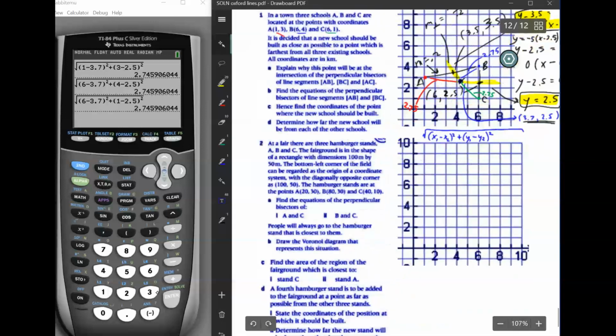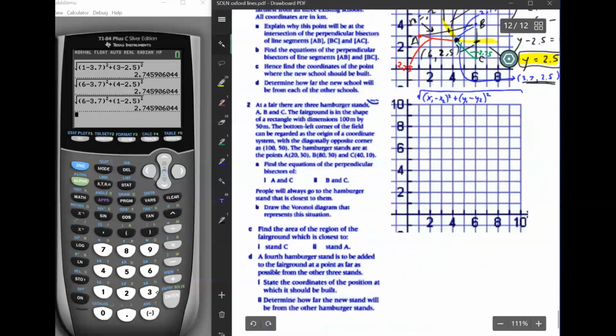So 2. At a fair, there are 3 hamburger stands, A, B, and C. The fairground is in the shape of a rectangle with dimensions 100 meters by 50 meters. So I'm going to just draw the edges. So this would be 100 and this would be 50. This will be 20, 40, 60, 80, and 100 in this direction. And this will be 20, 40, 50 in this direction. So basically we're working with this field here.